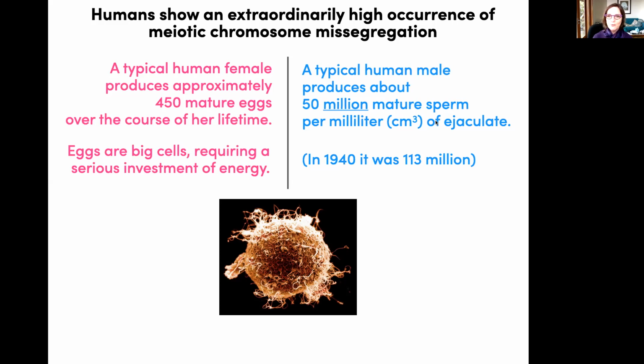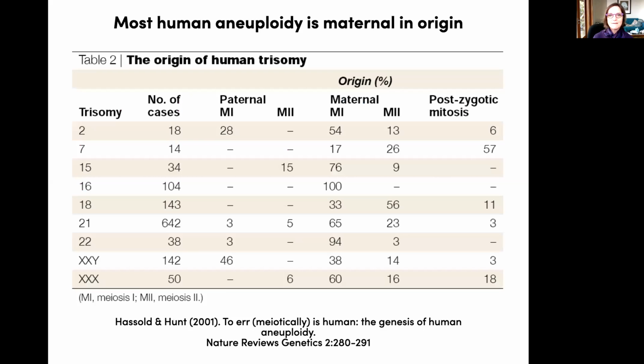Yeah, it would make sense for sperm to be a lot more error prone. Everyone thinks it's males, sperm, sperm, sperm. In fact, female meiosis is much more error prone. When people have looked at aneuploid fetuses and traced whether the non-disjunction happened in paternal meiosis 1 or 2 or maternal meiosis 1 or 2, the vast majority, for most chromosomes, happen in the mother. And we don't really know why.